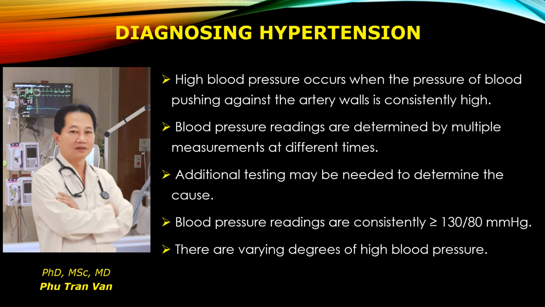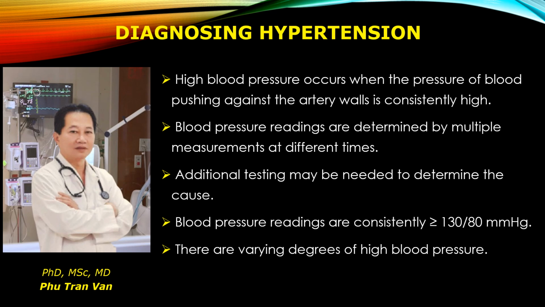high. Hypertension is determined based on multiple blood pressure readings taken at different times to confirm the diagnosis. In some cases, additional testing may be needed to rule out causes of hypertension, such as kidney disease or thyroid disease. Blood pressure is measured in millimeters of mercury.